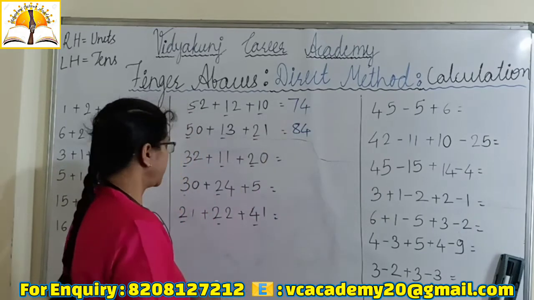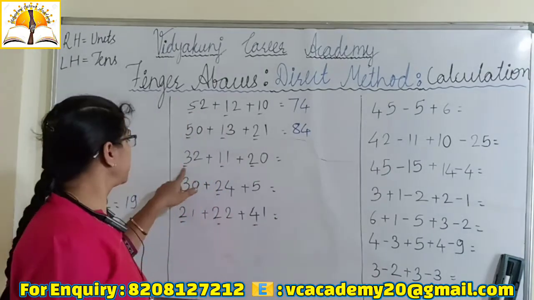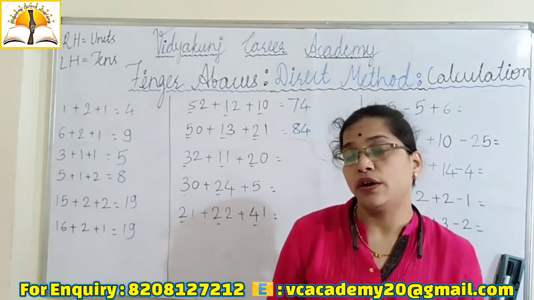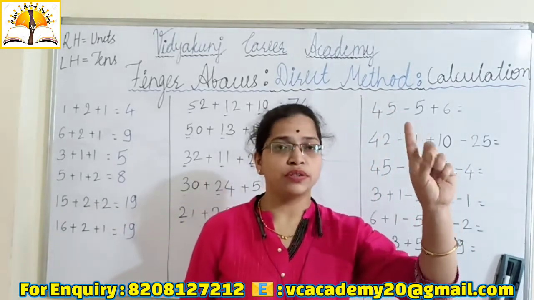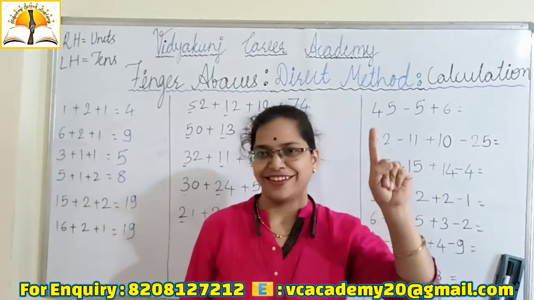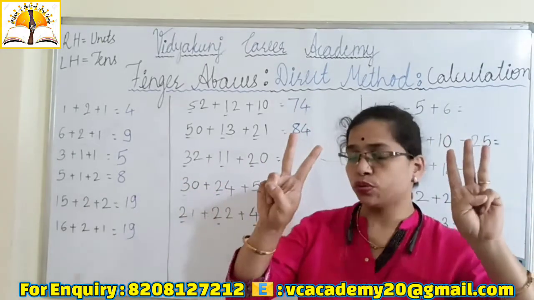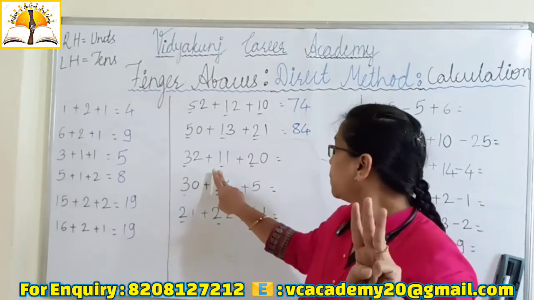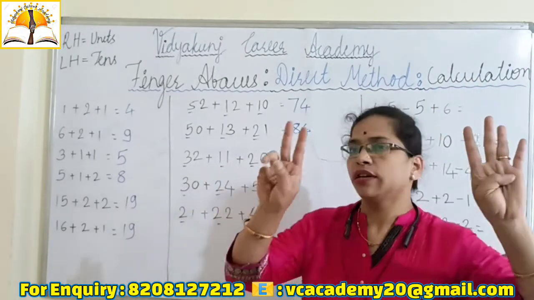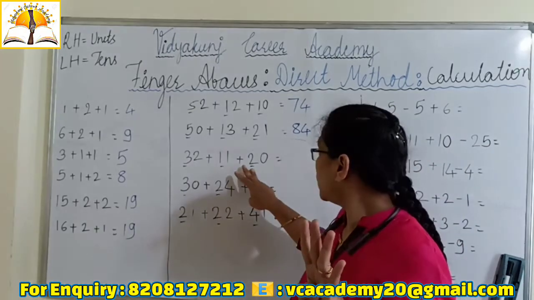Next number, see, underline the tens number 3. 32. Then 3 I have to represent on the left hand. 1, 2. Is it 1? No. One finger means 10. 10, 20, 30. Then 2, 1, 2. 32. Next number 11. From 11, 10, here 1. 11. Yes.